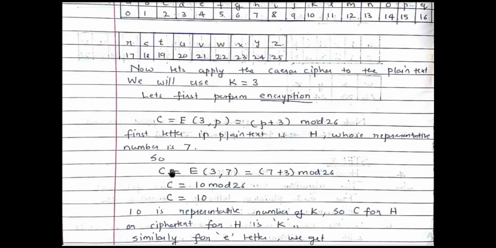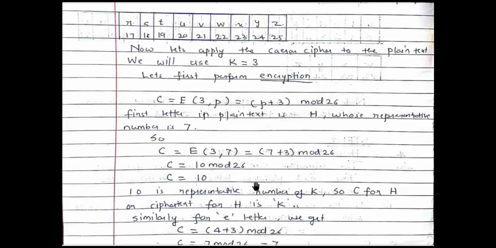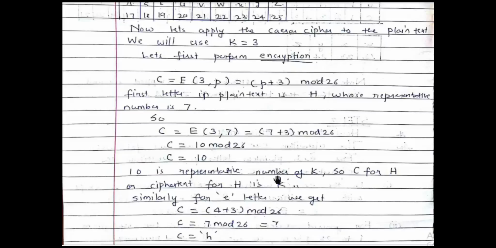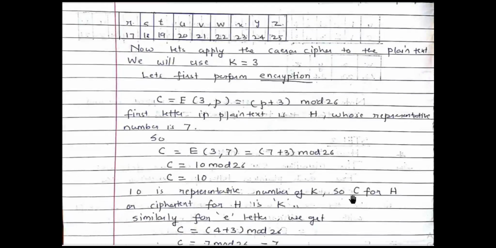Okay, so the ciphertext letter of H would be the encryption of 3 comma 7, that is 7 plus 3 mod 26, that is C is equal to 10 mod 26. And when you're finding mod, the remainder is what we want. So 10 mod 26, the remainder is 10 because you cannot divide, as 26 is bigger than 10. Now 10 is representative of the letter K. We can see over here 10 is representative of K. So C for H, or the ciphertext for H, is letter K.